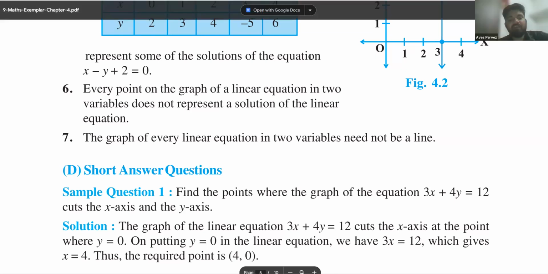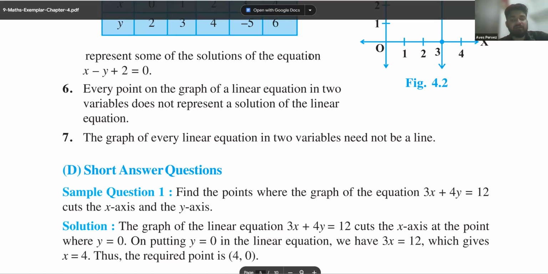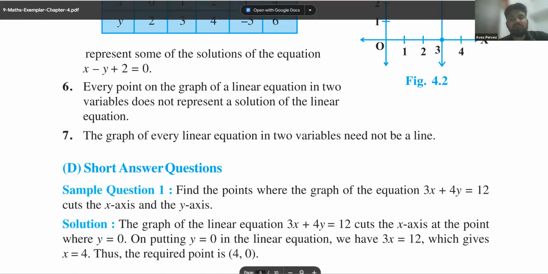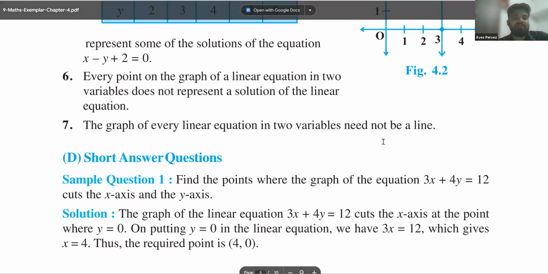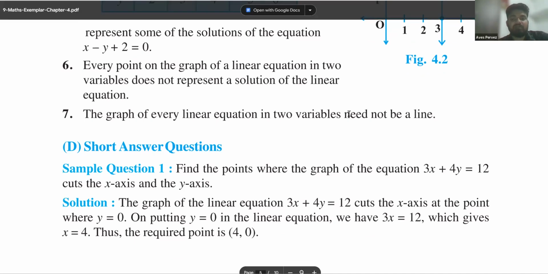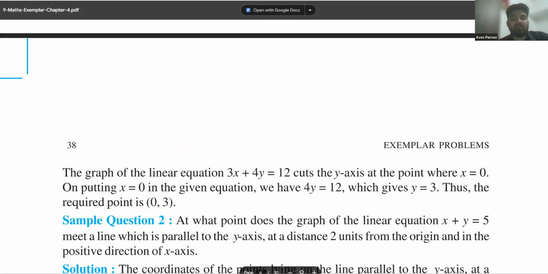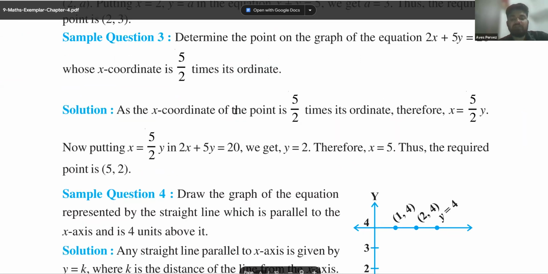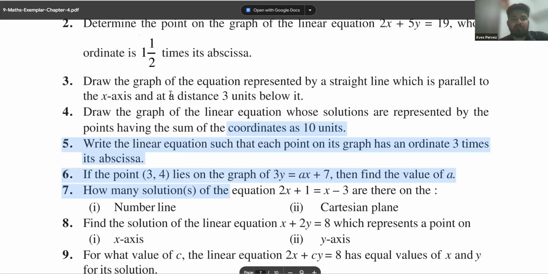The graph of every linear equation in two variables needs to be a line. Yes, it needs to be a line. Okay, it's true. Not need to be a line? Yes or no? It is false. It needs to be a line. So every linear equation in two variables, it means it must be a line. Okay, got it? So now start doing this question.